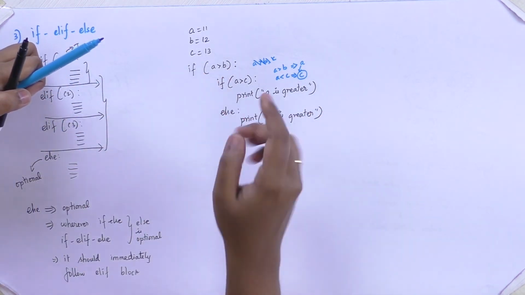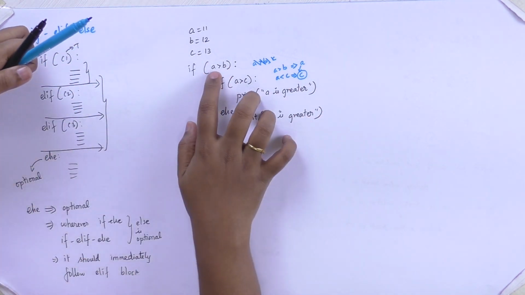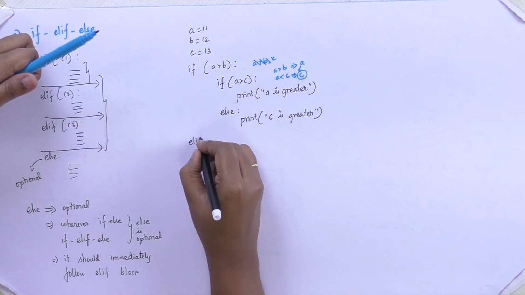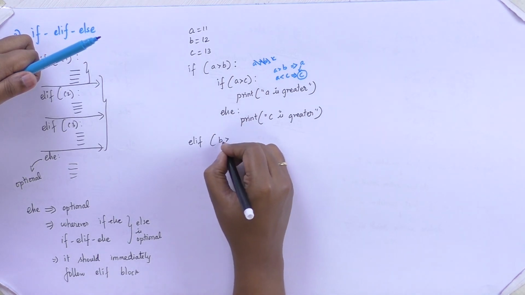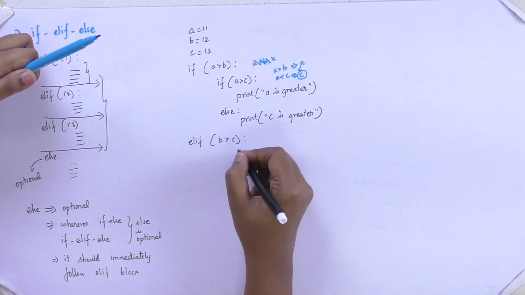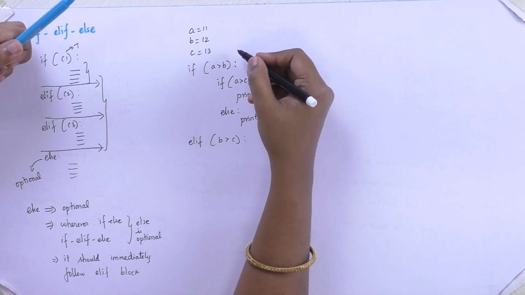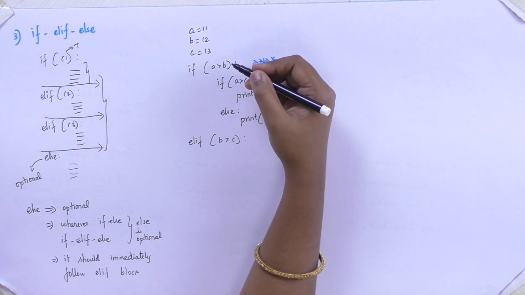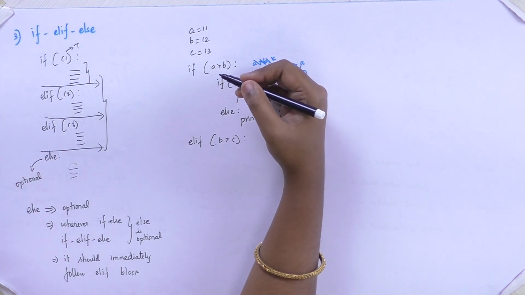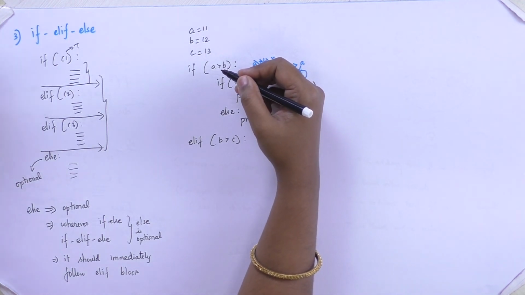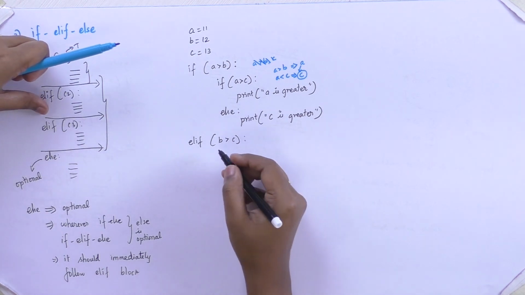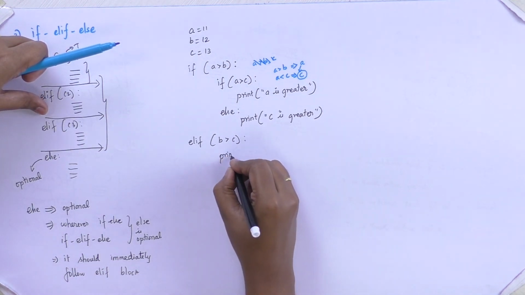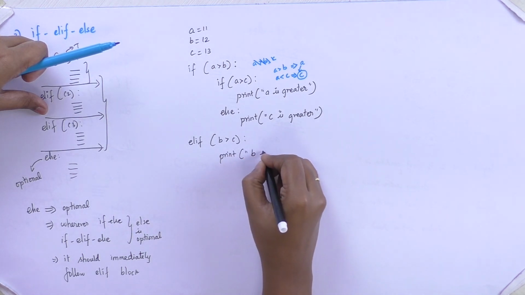Suppose A greater than B itself is false, which means A is smaller, so A is out of the game. I'm going to check B and C. So I'm checking elif B greater than C. A is out of the game, so you're not going to worry about A, because A greater than B is false. So B is greater, A is smaller, so A is out of the game. Now only two members are in the game, B and C. So I'm checking elif B greater than C. If this is true, I'm going to print B is greater.